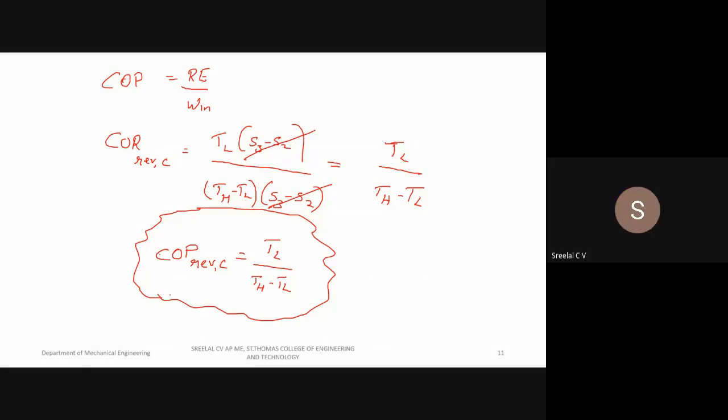The commonly asked question will be like, explain the reversed Carnot cycle with the help of PV or TS diagram, and they will be asking to derive COP. For doing this particular problem, you have to know all these equations.